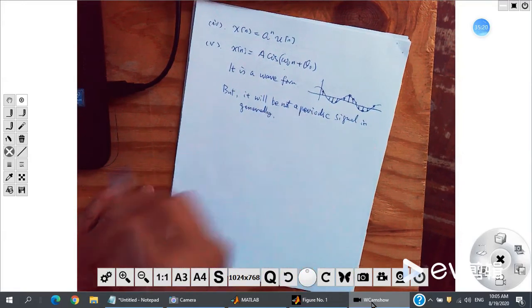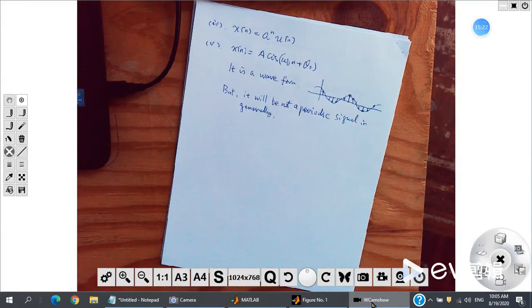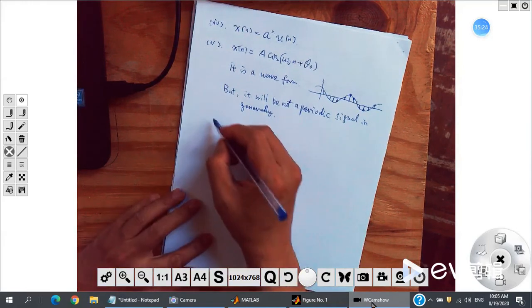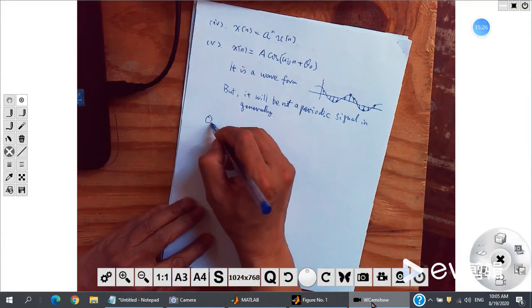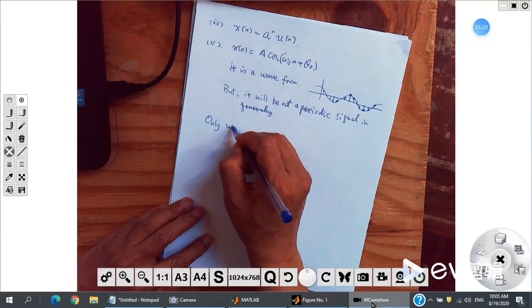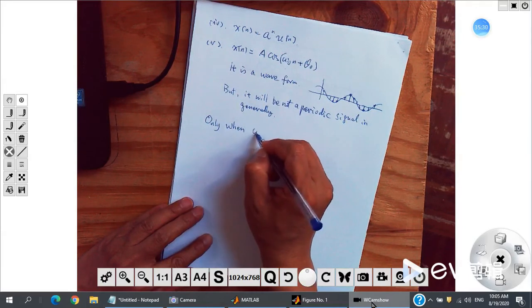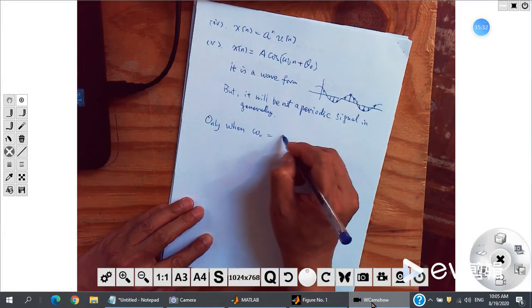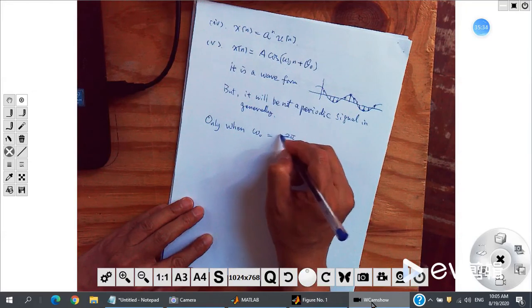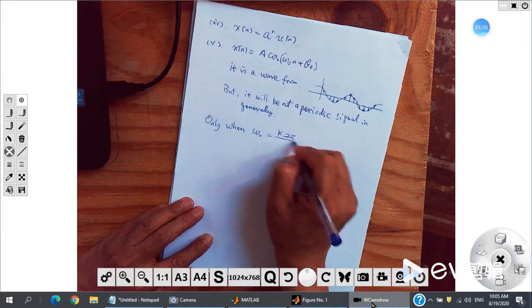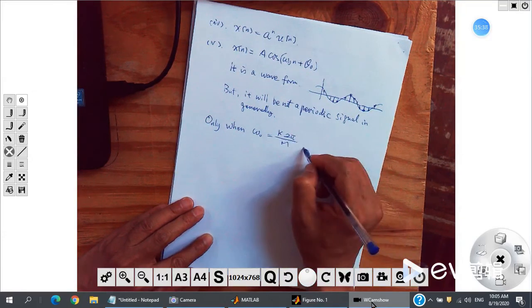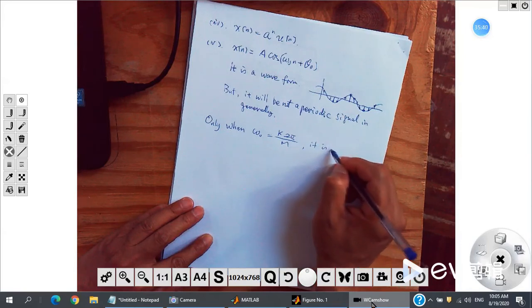Generally, it is not periodic. It is periodic only when omega 0 equals 2 pi times some k over some f.